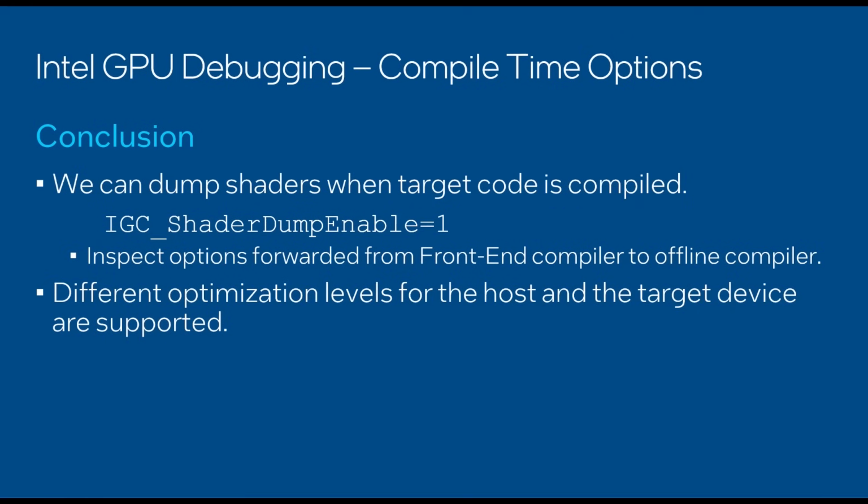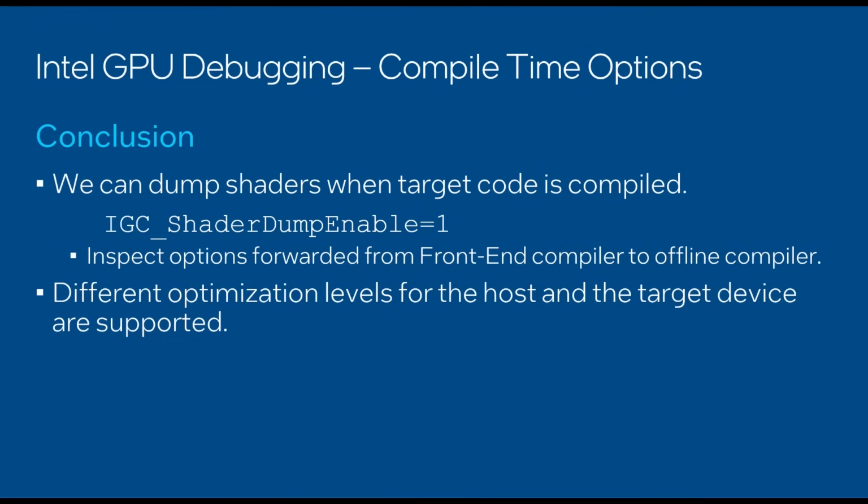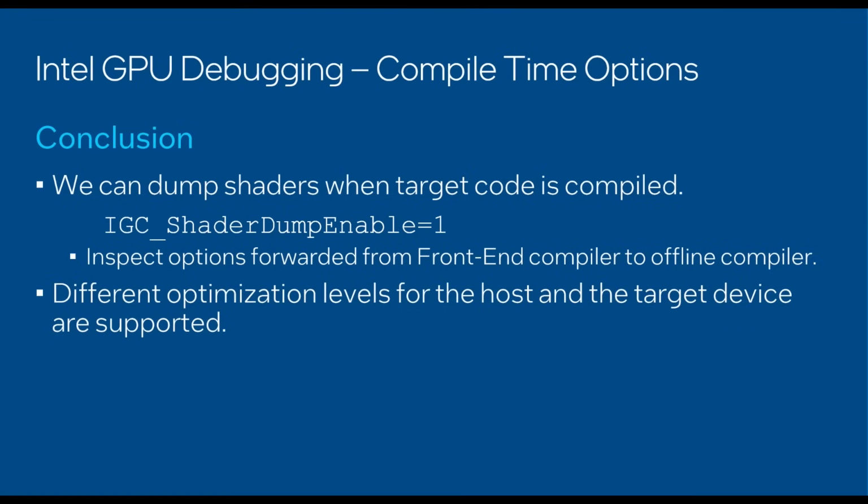Let's now conclude on what we've learned in this video. First, we can dump the shaders when target code is compiled. This allows us to inspect the compile options forwarded from the front-end compiler to the offline compiler. Also, we can use different optimization levels for the host and device parts of your code. This might be useful in certain situations. For example, if you want to debug device code, but you have to undergo a costly initialization routine on the host side first. Please check the online documentation for more information.